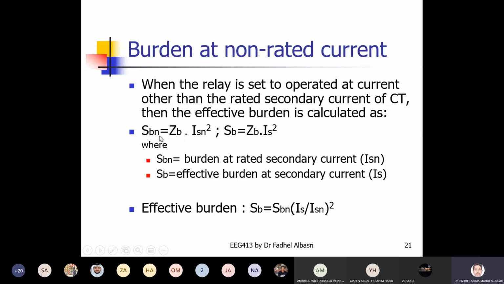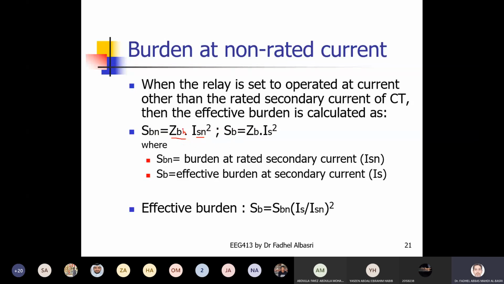Now, this nominal burden has to be equal to also nominal. I have to add one thing here. It's Z burden nominal times I secondary rated nominal squared. This is the secondary rated current. As I mentioned to you, it is either 5 ampere or 1 ampere as per the two standards. Now, at other than the rated current, we have to specify the rated burden in volt-ampere at the rated current for a given rated burden.